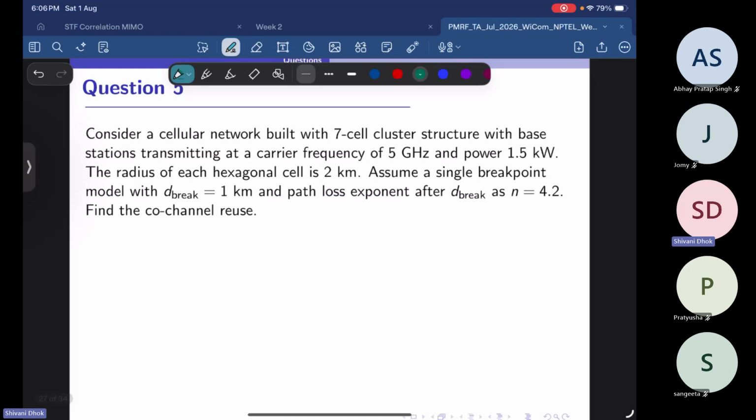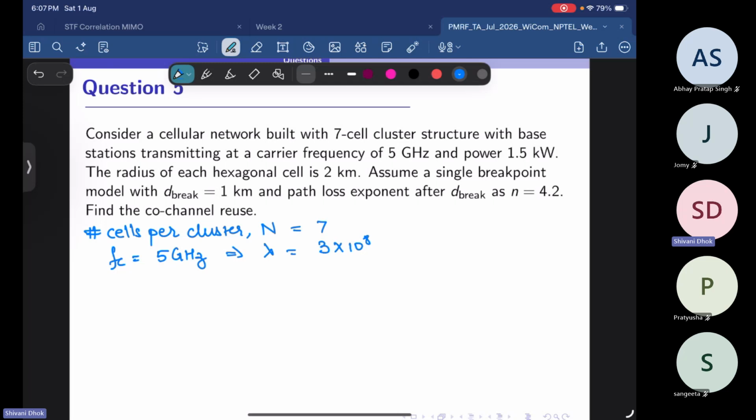Okay, so the first piece of information is that the number of cells per cluster is n, that is 7, and the carrier frequency is 5 gigahertz, which means the wavelength is 3 into 10 raised to 8 upon 5 into 10 raised to 9, which is 0.06 meters.